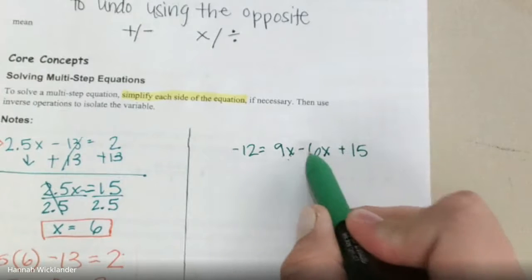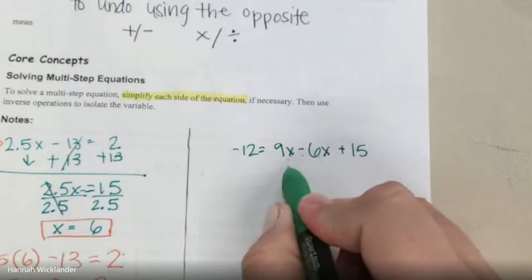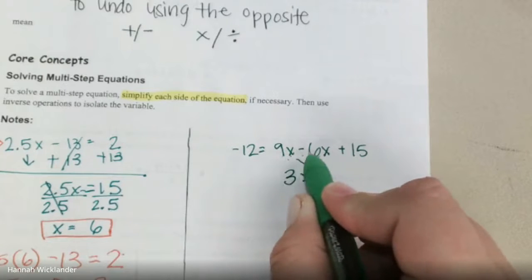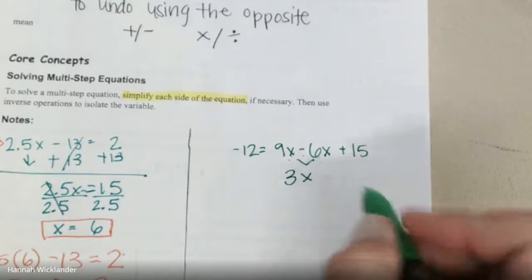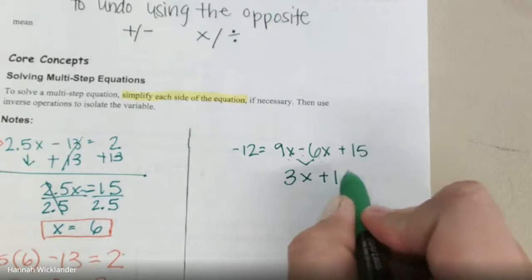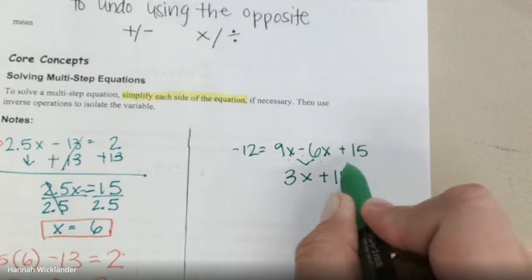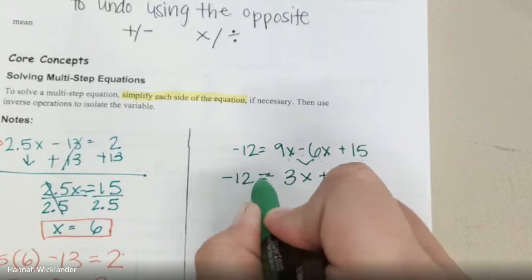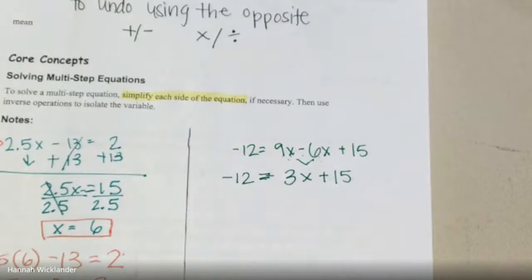So 9x minus 6x gives me 3x, because 9 minus 6 is 3, and the x just tags along. Bring down my plus 15, because I can't simplify that or combine like terms. And then I couldn't do anything to the left side, so it just comes down and stays the same.